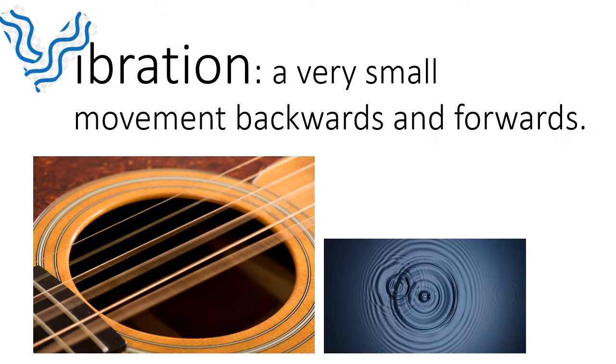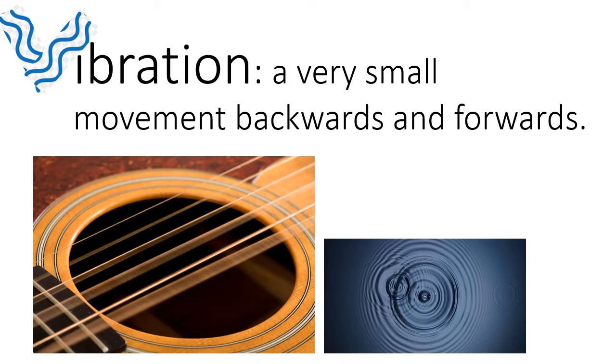So we learned that back and forth movement is called vibration, and the action is vibrate. So the strings on a guitar vibrate to make sound. What is vibration? Vibration is a very small movement, that's motion, backwards and forwards. So you see a picture of the string, it's a little bit blurry, the string from the guitar, that's because it's moving back and forth.